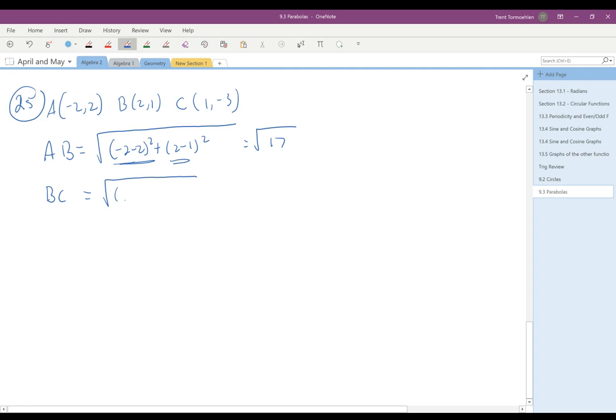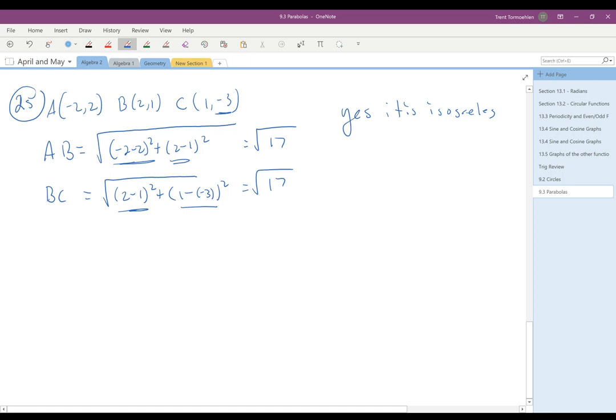And then BC, it's going to be 2 minus 1 squared plus 1 minus a negative 3 squared for the y's, since this is a negative 3 here for the y value of C. So that's going to give you 1 squared plus 4 squared, and that is 1 plus 16, which is also 17. So we can answer confidently that yes, this is isosceles, because we got two sides that are the same.